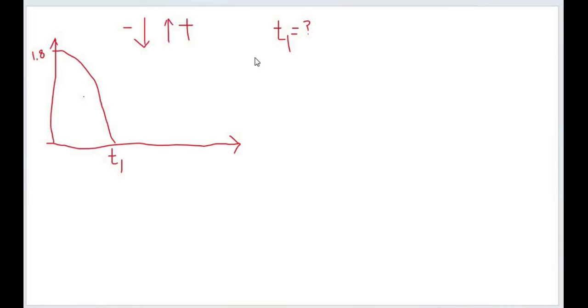So what is it that I know about this ball? I know that it was released from a height of 1.8, and it's moving down, right? So I'm going to say it moves down from 1.8 up until the ground. The ground is going to be 0 meters, right? So it's just 1.8 meters.